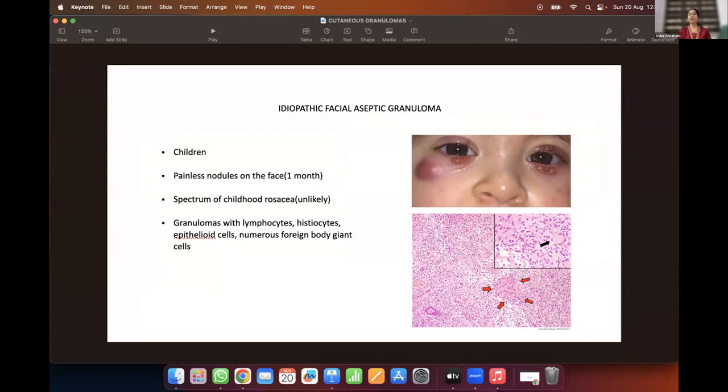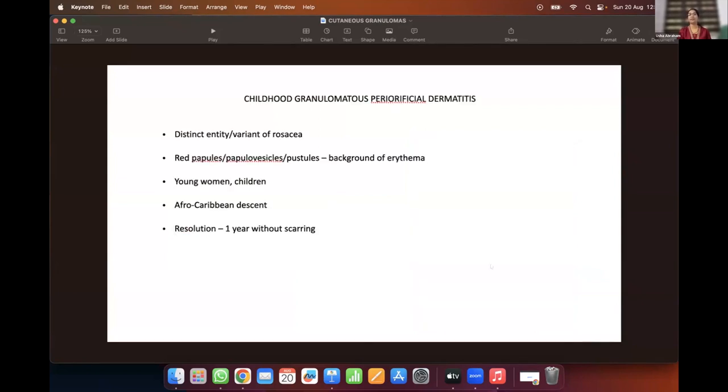Now, the histopathology that we see here is again granuloma formation with lymphocytes, histiocytes, and you can see a Langhans giant cell, and you can also see foreign body giant cells. So this is again believed to be a variant of rosacea. The histopathology findings will be very similar to that of rosacea.